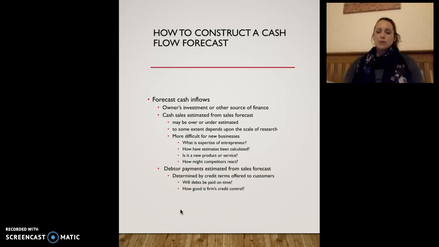It could be cash sales estimated from your sales forecast. So it could be, for example, that you estimate that you're going to sell 1,000 t-shirts within your first month of trading. But remember that this is not a good point to over-egg your sales figures, because you may over or underestimate, and that will render your whole cash flow forecast completely pointless. You have to have some element of research. It's really important. Researching your cash flow ins and outflows is really important. Please don't guess, because actually it renders the whole exercise pointless.